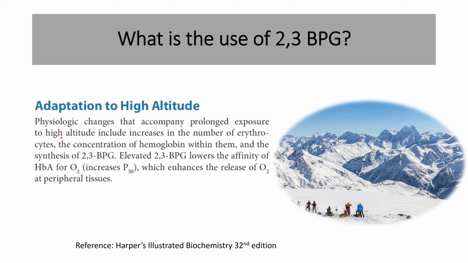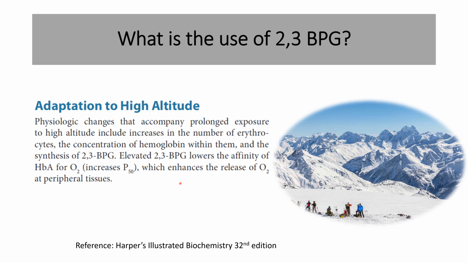You can read this: physiological changes that accompany prolonged exposure to high altitude include increases in the number of erythrocytes. You know, there will be polycythemia when there is high altitude exposure. Along with that, there will be an increased synthesis of 2,3 bisphosphoglycerate. The elevated 2,3 bisphosphoglycerate will bind with hemoglobin, thereby lowering the affinity of hemoglobin for oxygen. So hemoglobin and oxygen will not bind as tightly. Thereby, oxygen will be released from the hemoglobin because of the binding of 2,3 bisphosphoglycerate.